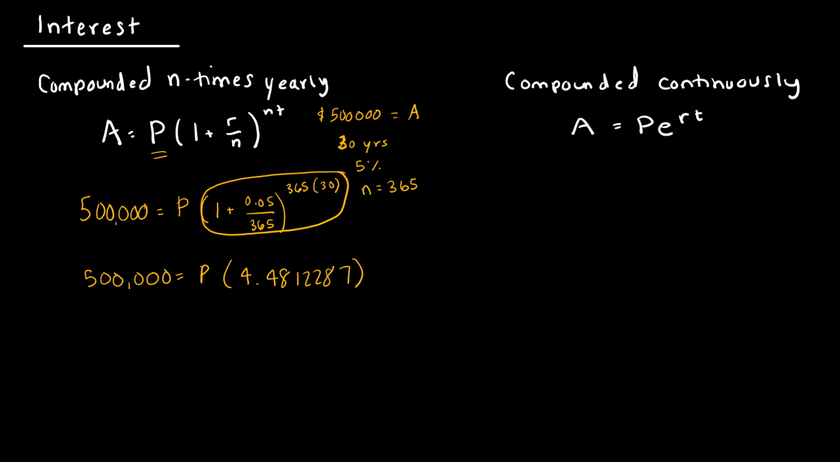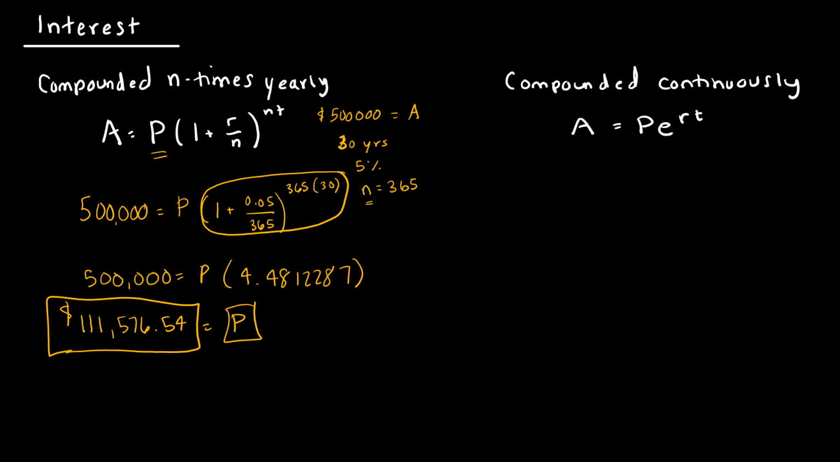So now I'm going to take each side divided by the 4.4812287, and what I end up with is 111,576.54. Now notice I'm rounding here. Why am I rounding? Because I'm finding the principal amount. So essentially what it's saying is if I need 500,000 in 30 years at 5%, compounded daily, n times per year daily, I'm going to have to invest $111,576.54 in order for that to work.